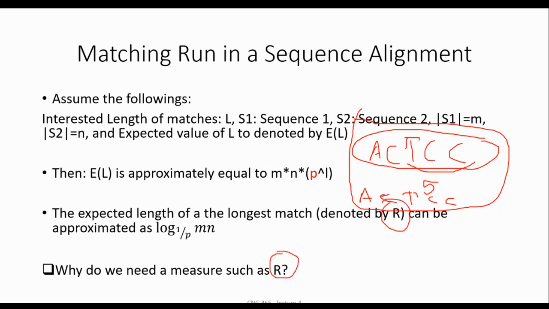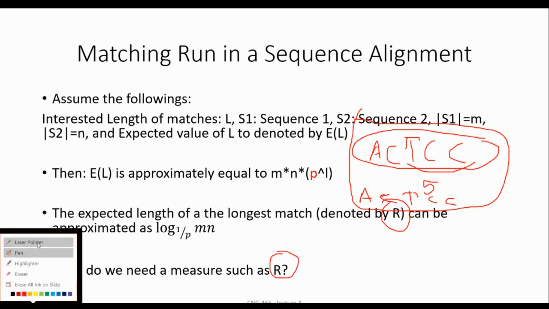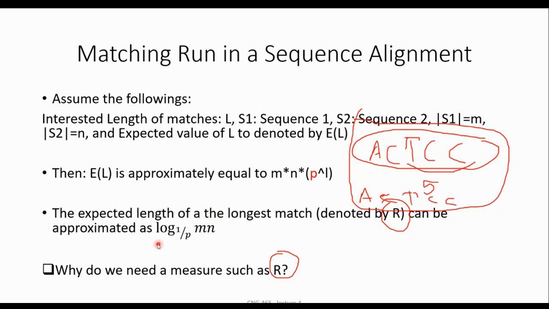And why is it important? Because, as I said, we should know whether this number that we find at the end is meaningful or not. So what's the formula to find it? Logarithm, and this is the base of the logarithm, 1/p. What was p? Exactly the probability that we talked about. And the length of S1, which is m, and the length of S2, which is n.